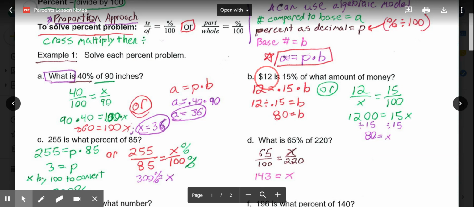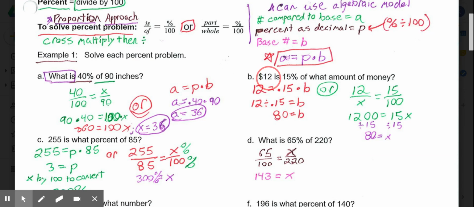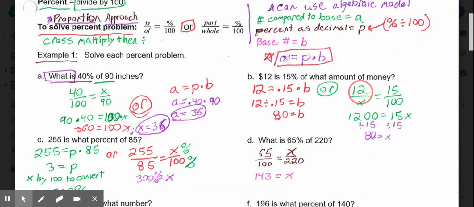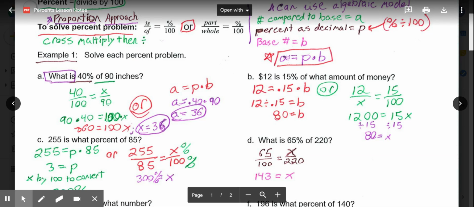Then they said $12 is. So $12 is, 12 goes in the place of is, of what amount? So we're trying to figure out the of. So of is x. So 12 over x equals 15 over 100. Cross multiply and divide, which you can see here, and x equals 80.